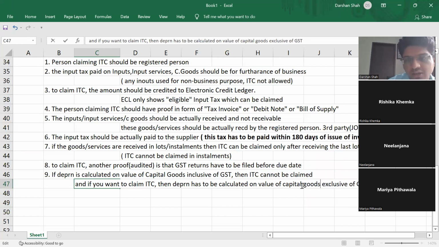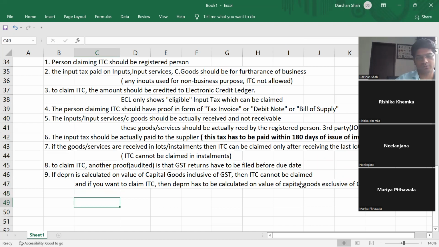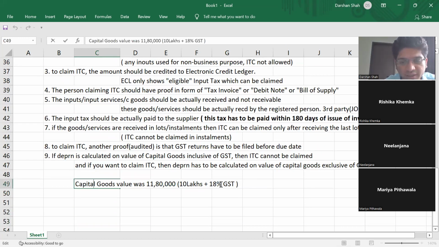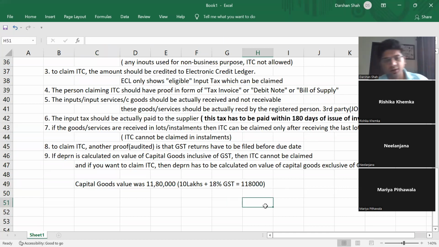Let me give an example first. Then tell me if you understood or not. Okay. So let us say the capital goods value was 11,80,000. That was 10 lakhs plus 18% GST. Right? 10 lakhs plus 18% GST means 1,18,000 of GST, na? That's how this 11,80,000 was the value of the capital goods in my books of accounts.